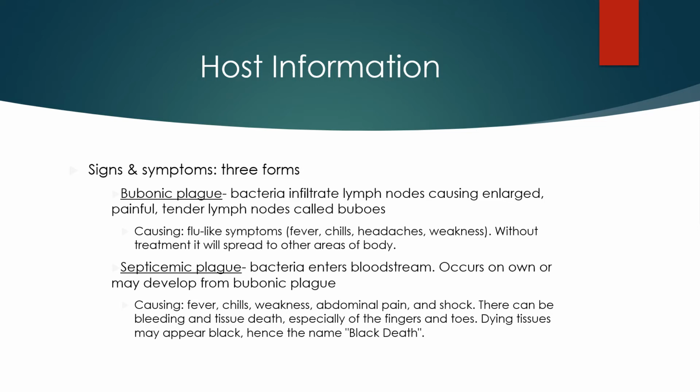Septicemic plague happens when bacteria enter the bloodstream. This can occur on its own, or it may also develop from bubonic plague. The septicemic plague symptoms include fever, chills, weakness, abdominal pain, and shock. There can also be bleeding and tissue death, especially of the fingers and toes. Dying tissues may appear black, hence the name Black Death, and that's where it originated from.